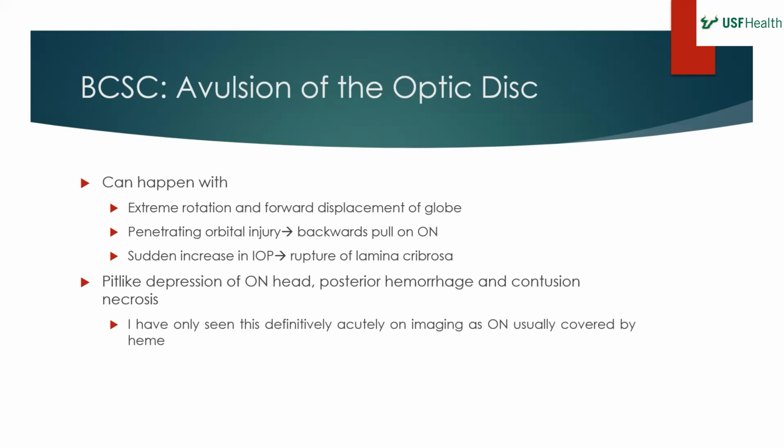Avulsion of the optic disc is very interesting. Basically, you can see it with extreme rotation and forward displacement of the globe. It's hard to find a picture of it because usually there's blood covering it. But it just looks like a sunken nerve, really sunken nerve.